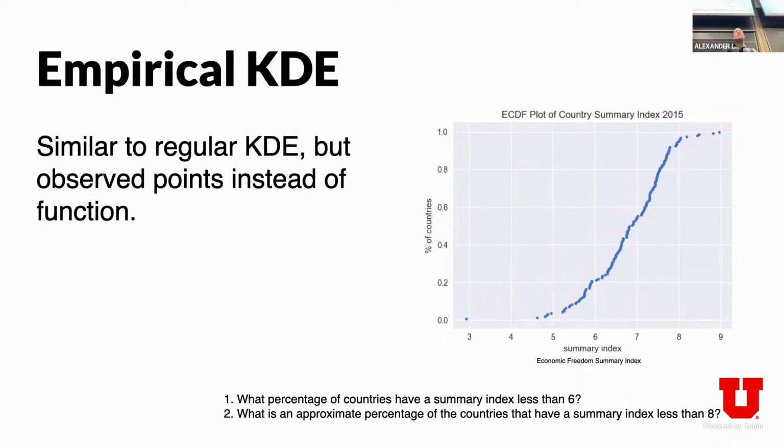They're actual values, and we can make many of the same judgments here as we can for the cumulative KDE plot. So what percentage of countries have a summary index of less than 6? We can very quickly look up 6, and 20% is the answer, right? What is an approximate percentage of the countries that have a summary index less than 8? We can look that up. It's actually almost 95%, or yeah, more than 95% of countries have less than 8, right? So very useful plots for certain situations.